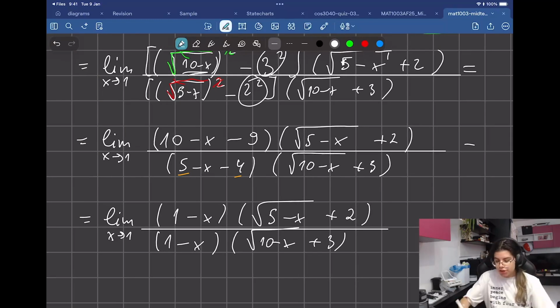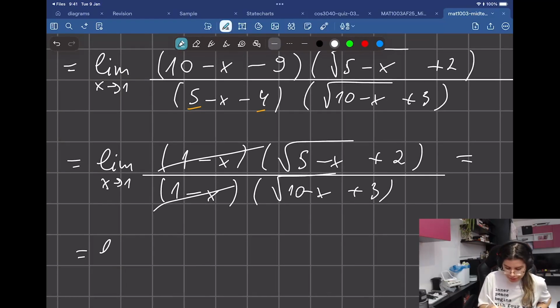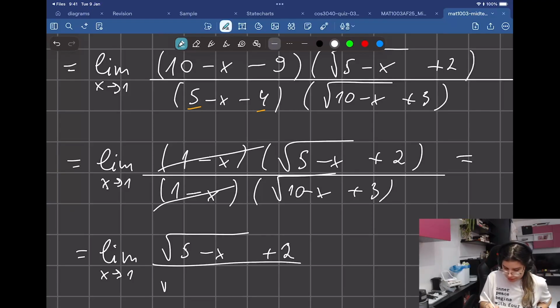Okay, so you should be very careful when canceling things out. You can only cancel things out when you have multiplication, like in this case. If you had a plus here or a minus, you would not be able to cancel out things, okay? So please be careful with that. But in this case, we have the perfect conditions to cancel things out. That's the greatest pleasure in math, when you start canceling things out. And now we're left with limit as x approaches 1 of square root of 5 minus x plus 2 over square root of 10 minus x plus 3.